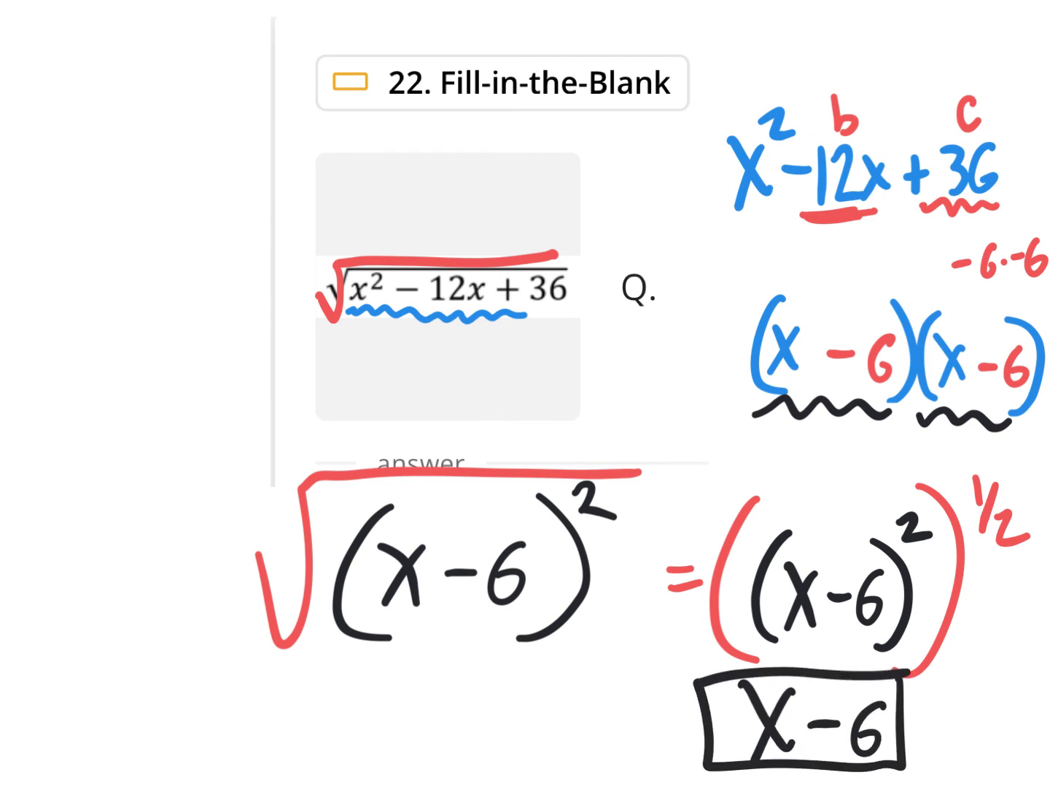And that's what you must type in on this question. Just type in the binomial x minus 6. Again, the square root and the square, they undo themselves, and all that's left is an x minus 6.